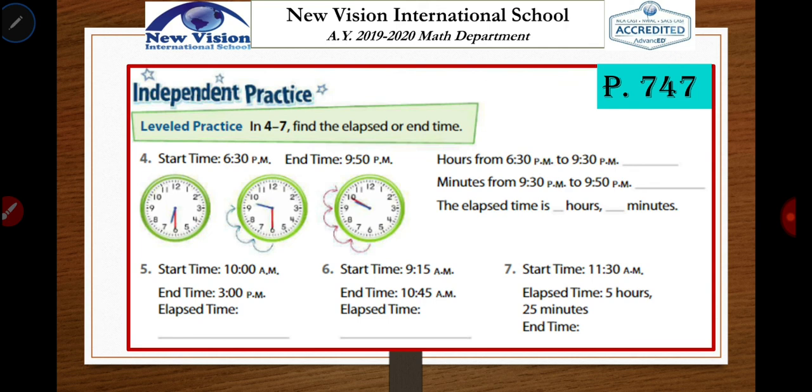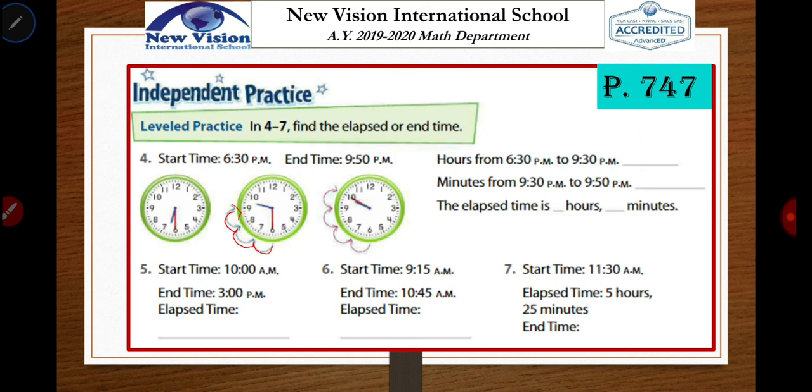Next, let's go to 747. We have the independent practice. Okay, so number 4, we have start time at 6:30 p.m. and end time at 9:50 p.m. Okay, so from 6:30 to 9:30 p.m., how many hours? Just count. From 6 to 9, we have 1, 2, 3. Can you see that? 3 hours.